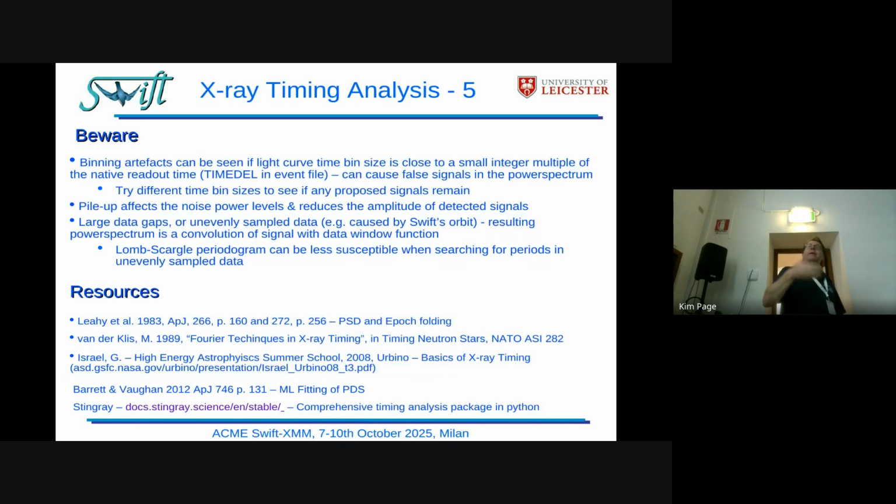And there are plenty of papers in the literature, and one I've just cited here is by Barret and Vaughan. It shows you how you can fit functions to the power spectrum, and this shows you the correct methods to use for maximum likelihood fitting of these power spectral functions. And finally, there's a new analysis package for Python called Stingray, which I've not yet tried, but it does a lot of this and more. So it'll do the power spectral analysis, I think the Lomb-Scargle analysis, and things like this. So it will be well worthwhile investigating that in the future.